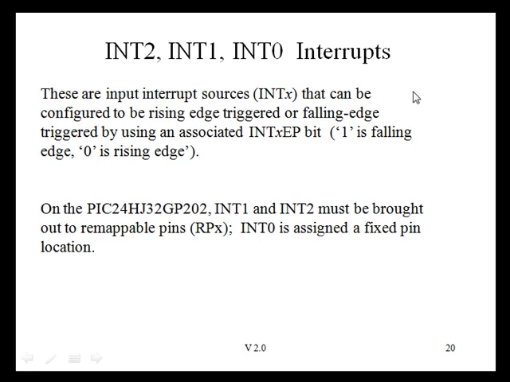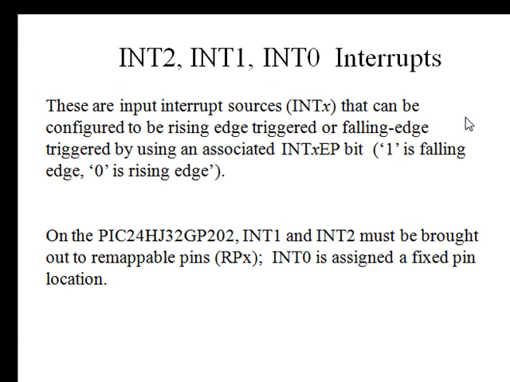Recall that the change notification interrupt could be configured so that it would generate an interrupt on any transition on the pin, either high to low or low to high. The PIC24 also has 3 other interrupts that can be used for edge triggered interrupts. These are called int2, int1, and int0, and these are more selective in how they work. These can be configured to either be rising edge triggered or falling edge triggered by using an associated special function register bit. This is called the int edge polarity bit. If it's a 1, it's falling edge configuration. If it's 0, then it means the pin is rising edge configuration.